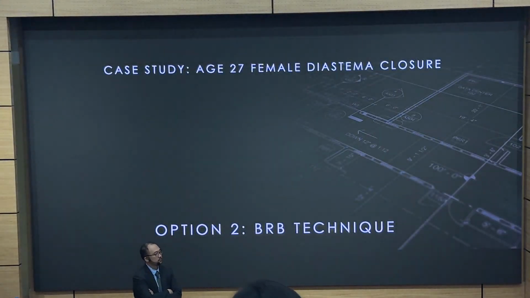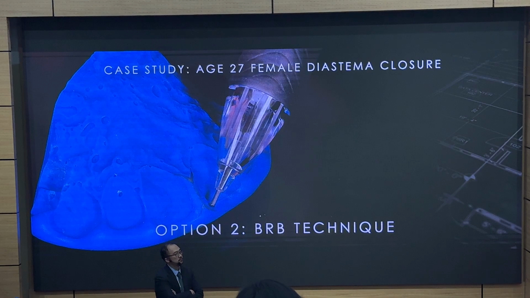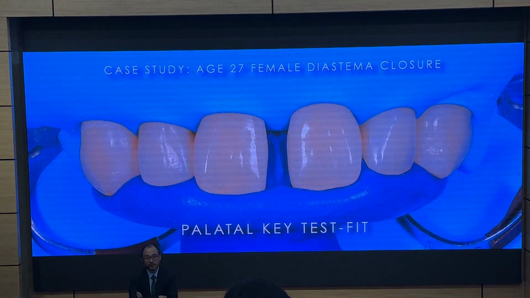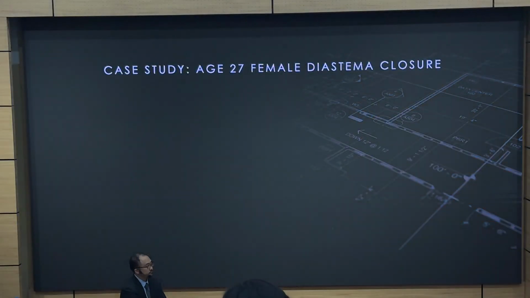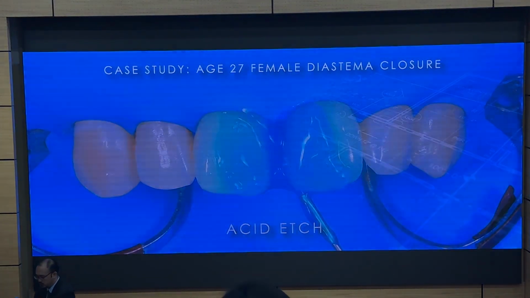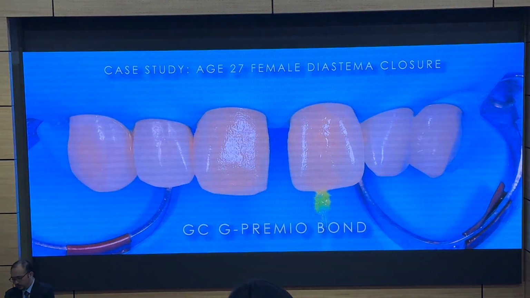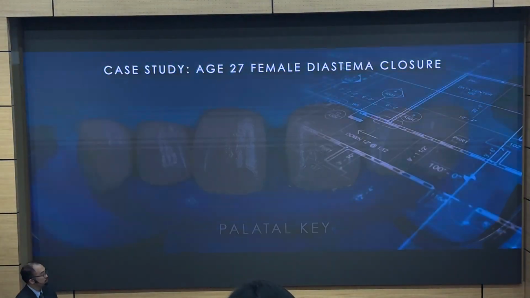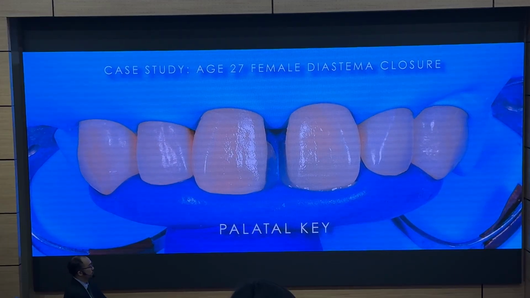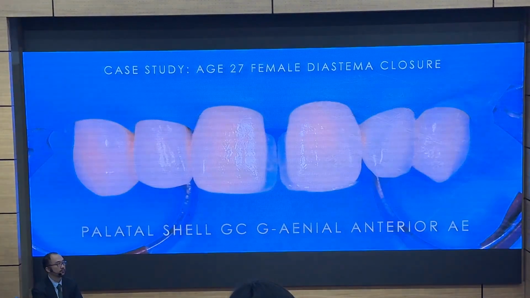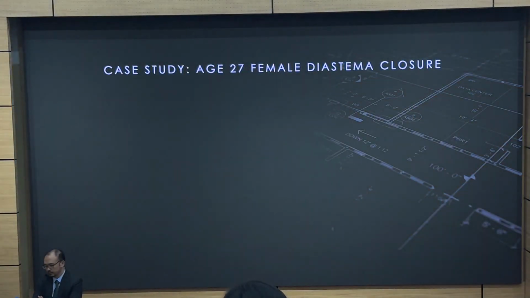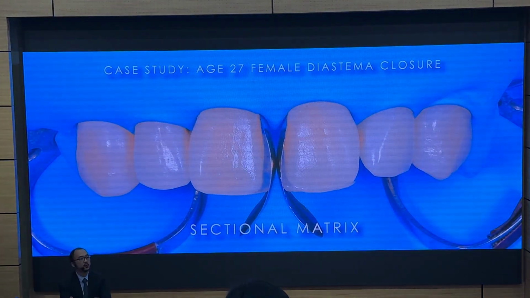Okay? And it looks like this. We build the tooth up just like how we did a while ago, the edge. We bond. Remember I said the BRB technique is fantastic for diastemas? This is a very good example. Use a little key. And then we have a shell. And then we build up the interproximals.